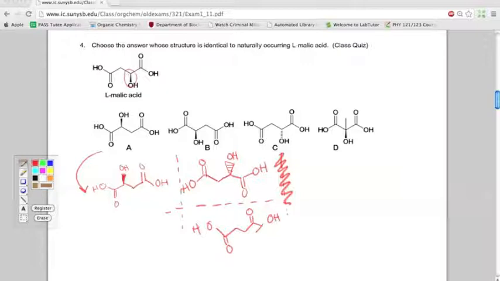Okay, now again, pay notice to the wedges and dashes. When you flip this down, you're also going to change the stereochemistry. So this is your malic acid. So that is your answer choice.